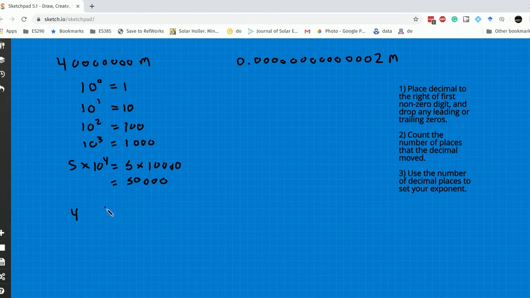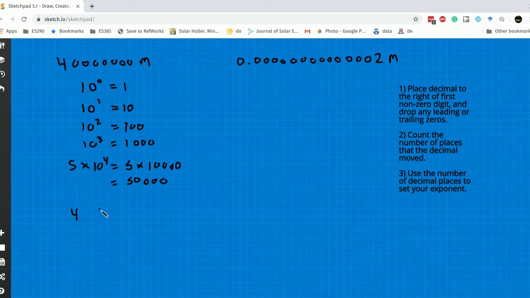So we're good. We can move on to step 2, which is count the number of places that the decimal moved. Okay, our original value was 40 million, and we moved the decimal place 1, 2, 3, 4, 5, 6, 7 decimal places to the left in order to place that decimal next to that 4. Now we need to use the number of decimal places to set our exponent.